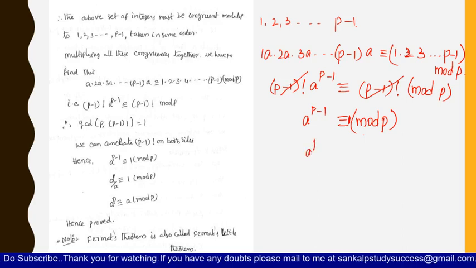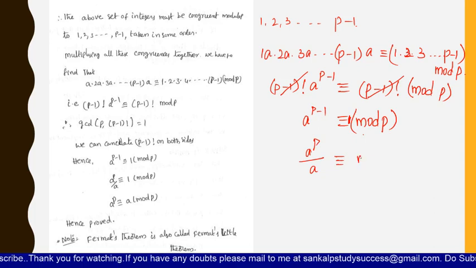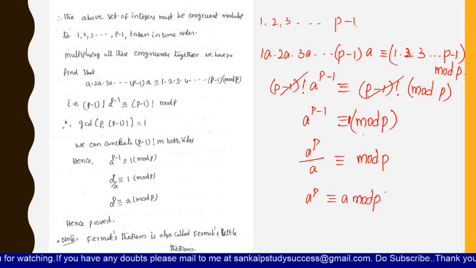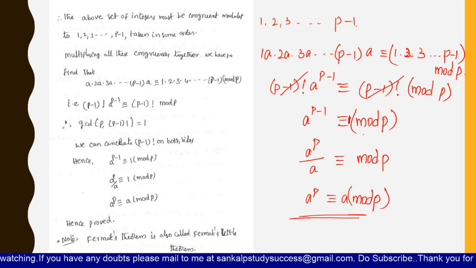So now A to the power P by A, you can write it in this way, A power P minus 1. So now A to the power of P is congruent to A mod P. So we have proved it, right? We got the same equation, so hence proved.